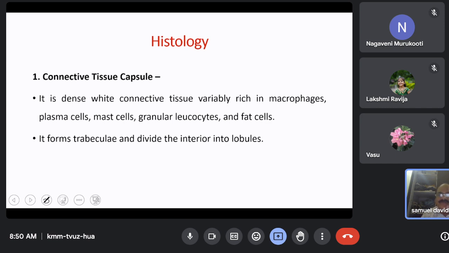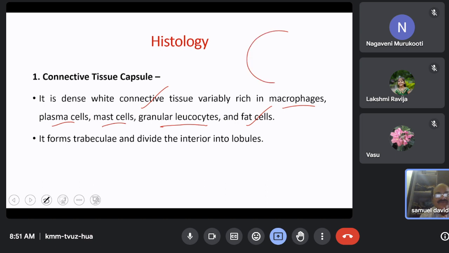Coming to histology, it shows an outer capsule, followed by the cortex and medulla. The capsule is made up of connective tissue containing cells like macrophages, plasma cells, mast cells, and granular leukocytes. What are granular leukocytes? The cells which have stored products in the form of vesicles are called granules, and these leukocytes are nothing but white blood cells. So basophils, eosinophils and neutrophils are granular leukocytes, and also fat cells.